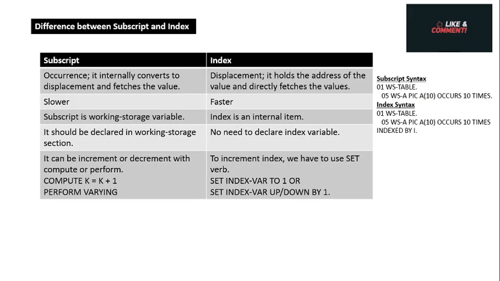And next question is, what is the difference between subscript and index? Subscript is an occurrence. It is internally converted to displacement and then fetches the value. Index holds the address of the value and directly fetches the value. So subscript is a slower method, and index is a faster method. Subscript is a working storage variable, while index is an internal item. Subscript should be declared in the working storage section, while there is no need to declare the index variable in the working storage section.